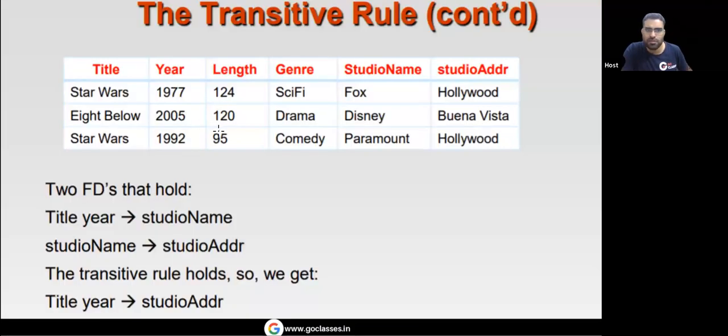So here you can notice, for example, in this table, you can apply the transitivity law. Let's assume these two functional dependencies are given to you. Title determines studio name. Studio name determines studio address. So what does the transitivity rule say? That this will determine this. Yes or no? Title will determine studio address. Very simple. Okay, so this is the idea.